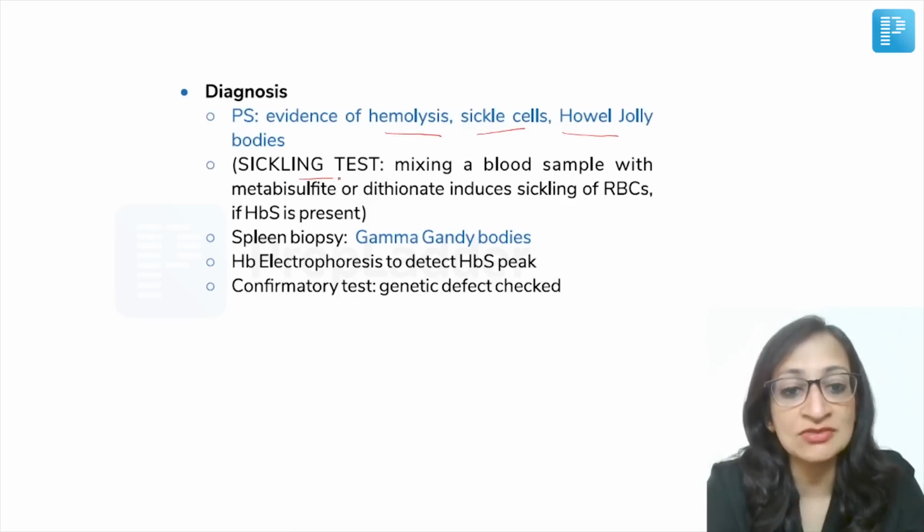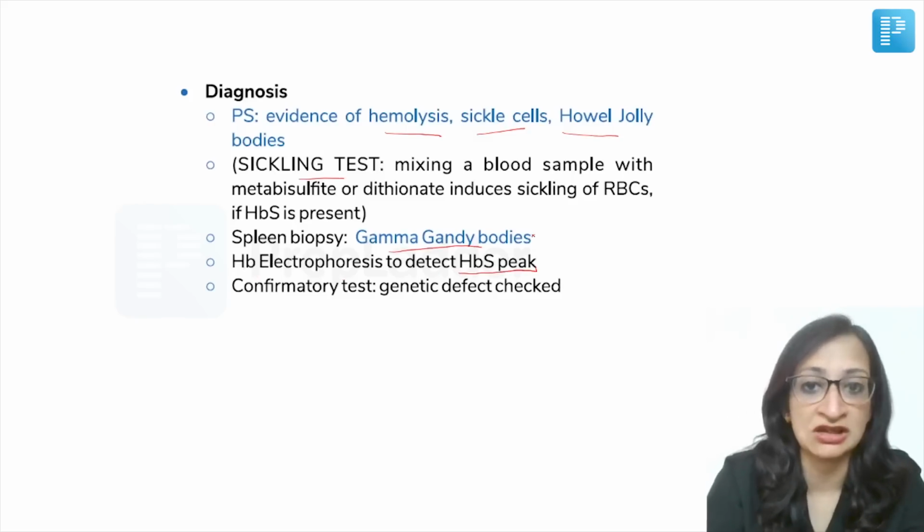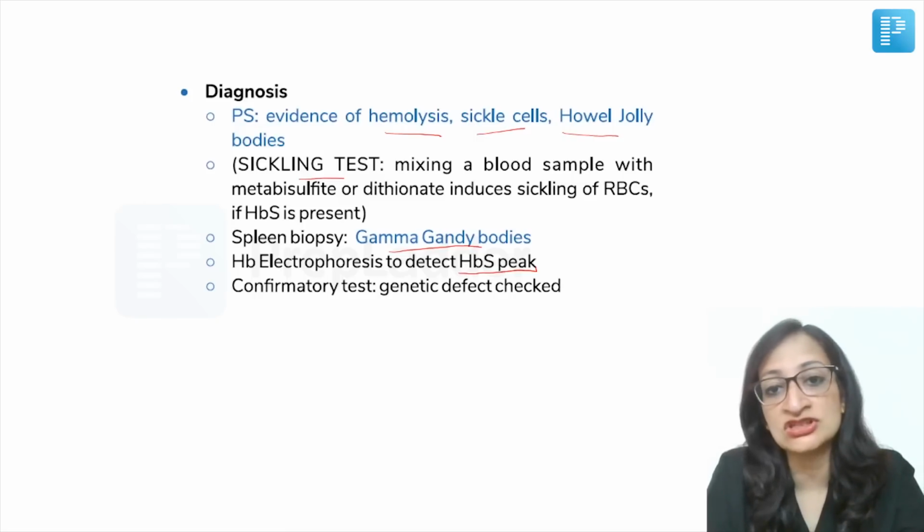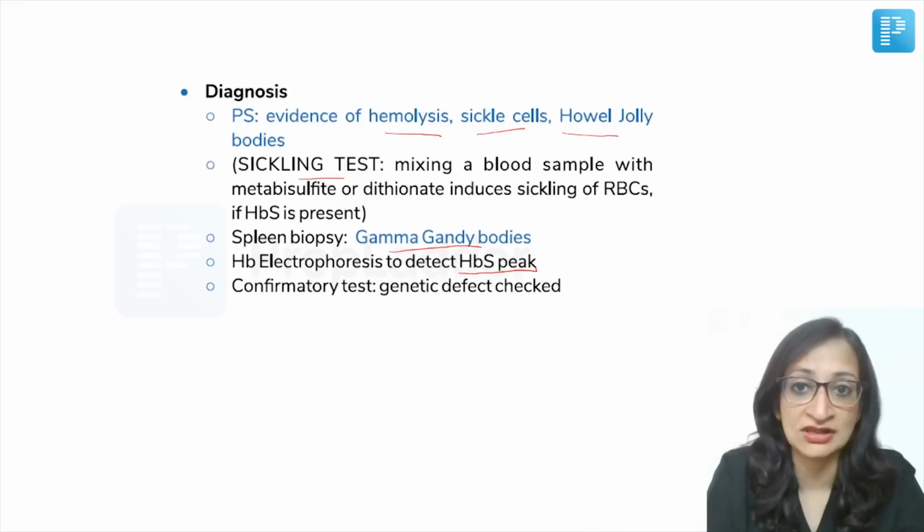So a sickling test can be done. Spleen biopsy can show gamma antibodies. Hemoglobin electrophoresis or HPLC is going to show you the HbS peak. While for the confirmatory test, you can do the gene defect, where in the beta globin gene, we know at the 6th position, the glutamate is replaced by valine. You can demonstrate that. Okay.